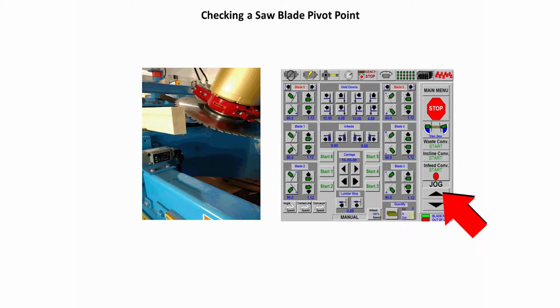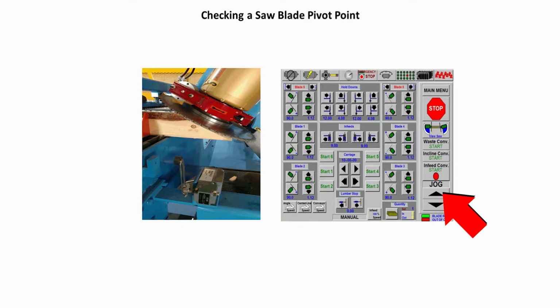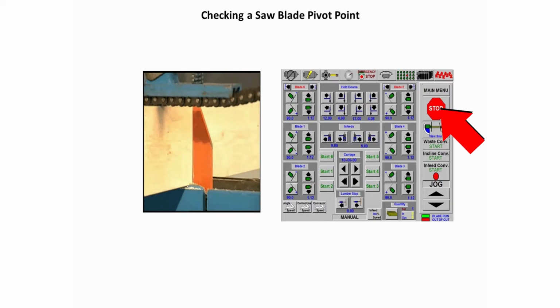Start the saw blade and jog the end feed conveyor forward until you cut all the way through the lumber. Then, stop the saw blade and jog the conveyor in reverse until the lumber clears the saw blade to make an angle adjustment.